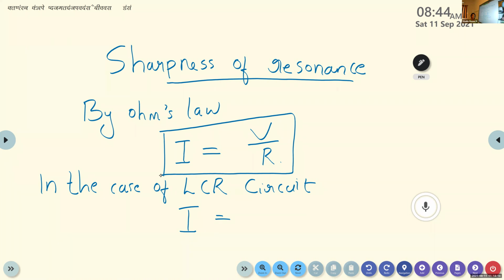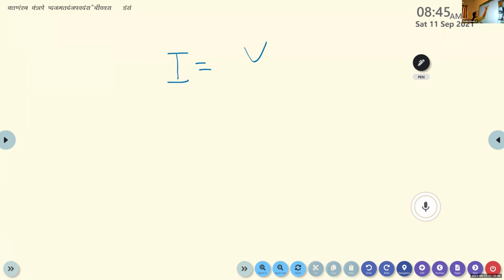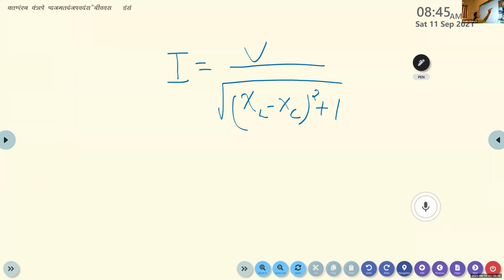Then the value of current becomes I is equal to V by Z. V by Z, because here we have the resistance due to the inductor, capacitor and resistor. According to the general equation, I is equal to V by R, Ohm's law considers only the resistance offered by the resistor. But here we are describing the LCR circuit, which consists of inductor, capacitor and resistor. So we need to consider the resistance offered by all these three components. So the equation becomes I is equal to V by Z. Again, what is Z? Z is equal to root of XL minus XC the whole square plus R square.